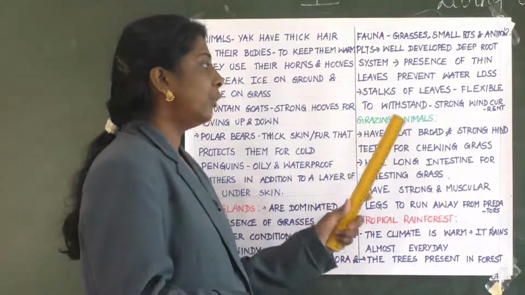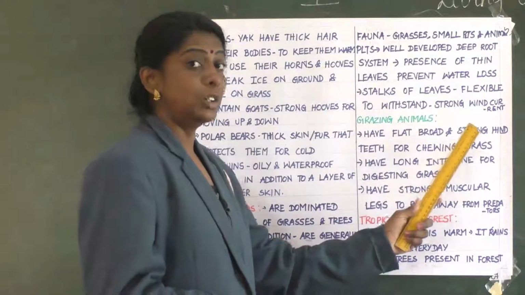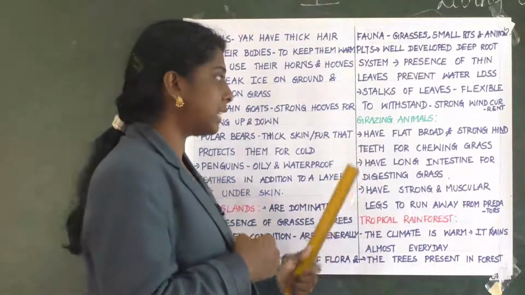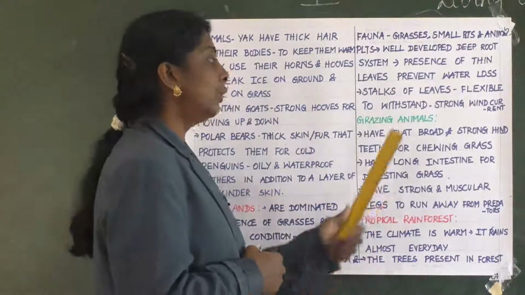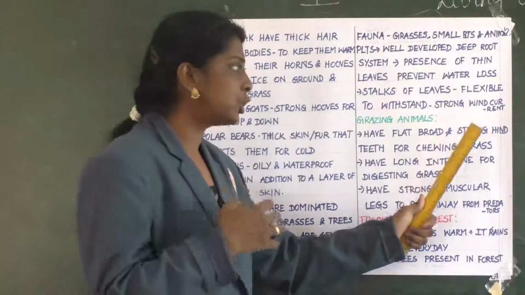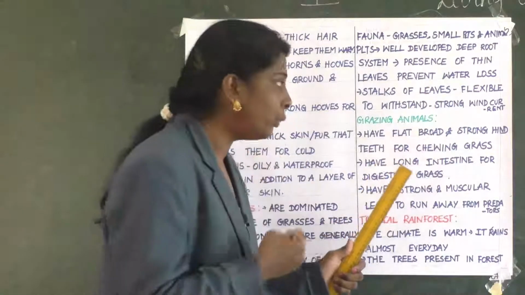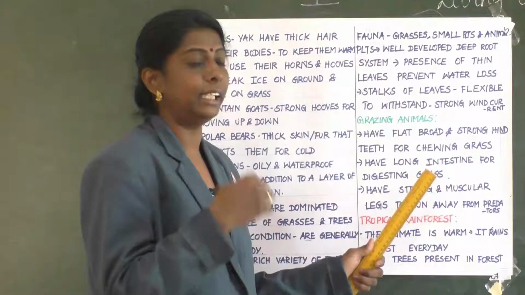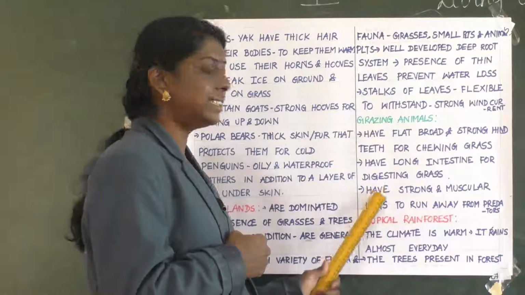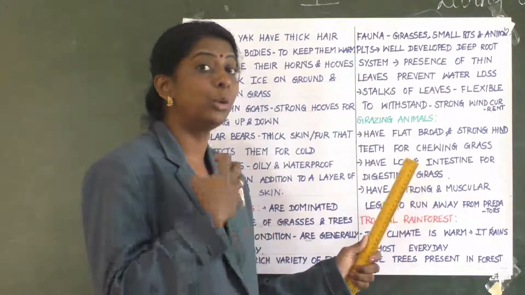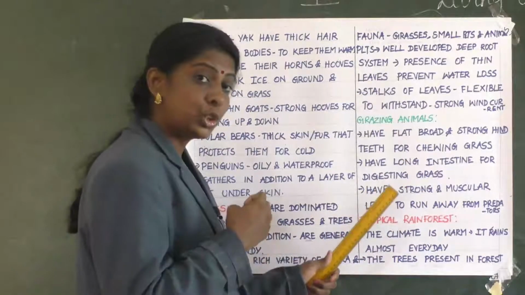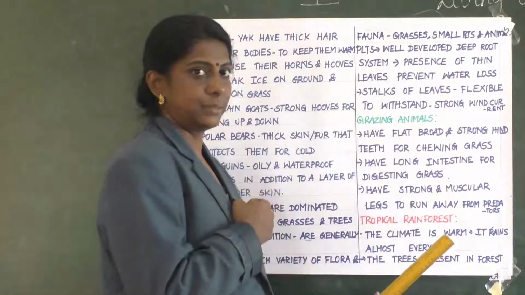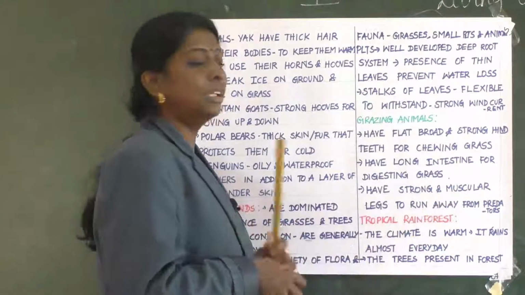They have flat, broad and strong hind teeth for chewing grass. The animals which are surviving in grasslands usually have flat, broad and strong hind teeth for chewing grass. They have a long intestine for digesting grass. They have strong and muscular legs to run away from predators.